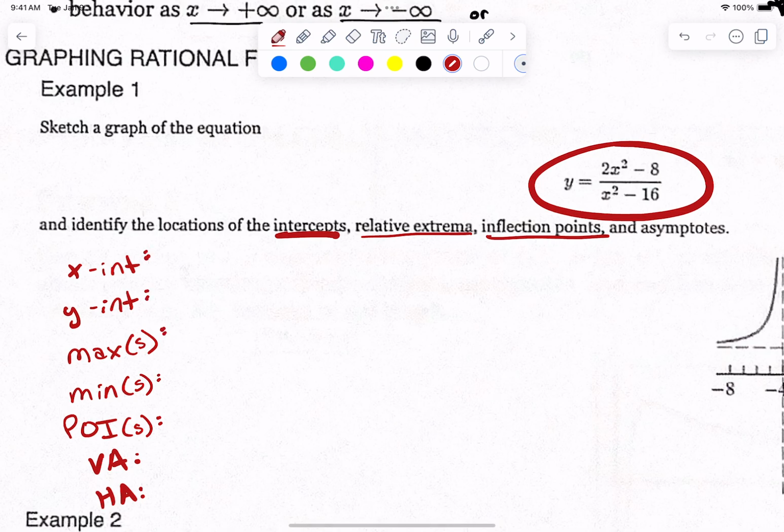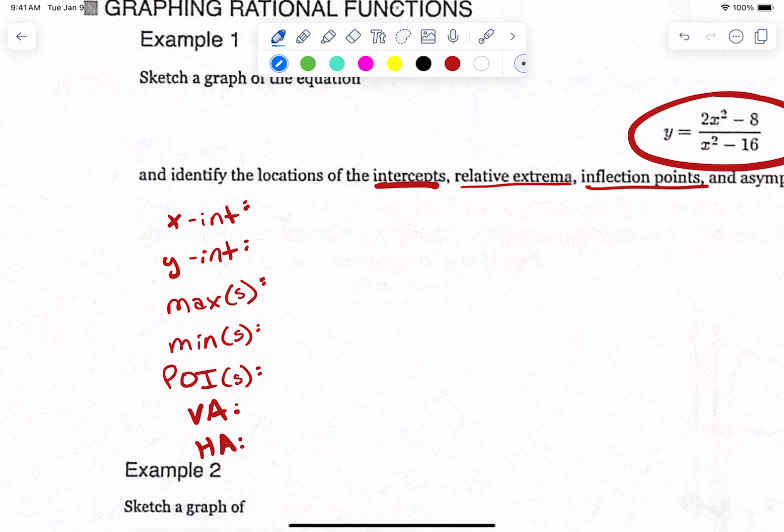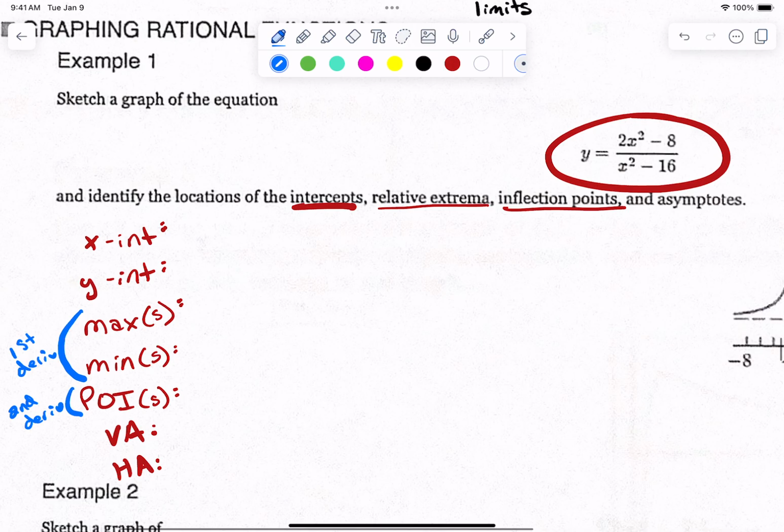Let's do max and min, that's your first derivative, and your POI is going to be your second derivative. So maybe let's do all of the things that don't require a derivative first. We can plug in 0 for x. If we're doing the x-intercept, we want to plug 0 in for y, right? Okay, so let's do the x-intercept first.